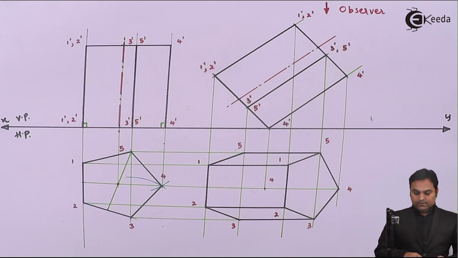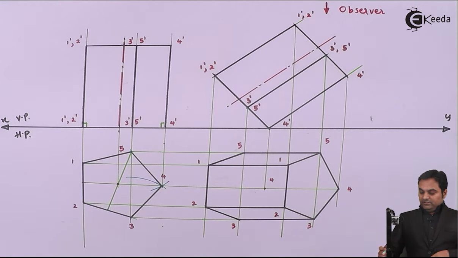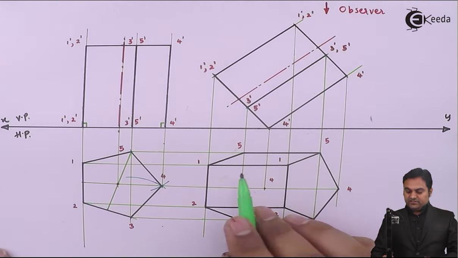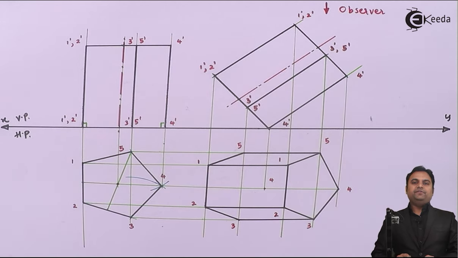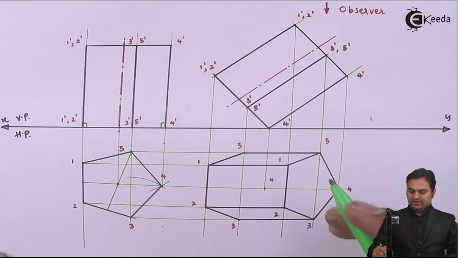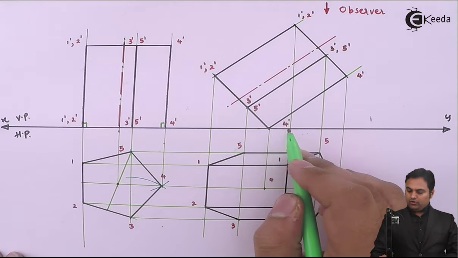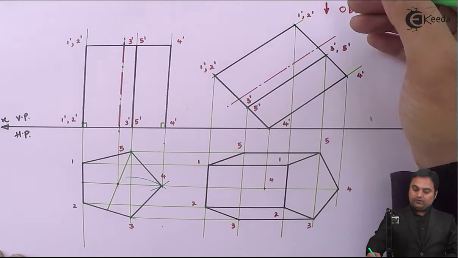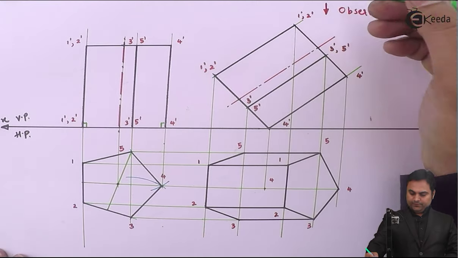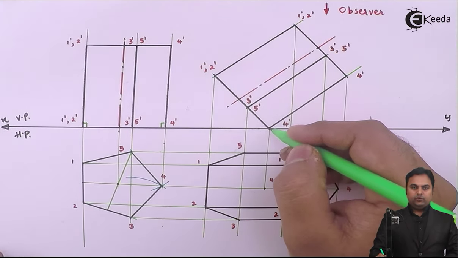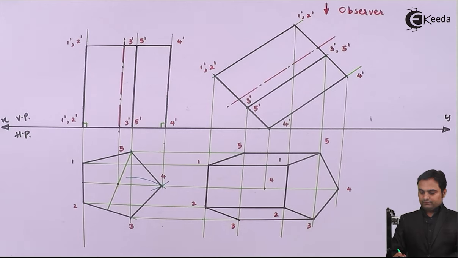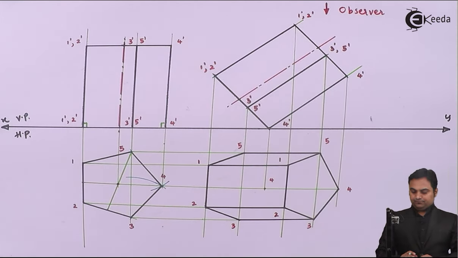Now, after reaching up till this stage, this much is the visible portion of the pentagonal prism. Next, I have to draw the hidden portion. For that, if I see point 4 or 4 dash, when the observer is at the top, this point 4 is not visible, which means it is hidden.